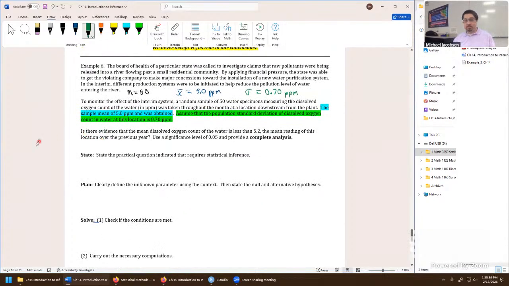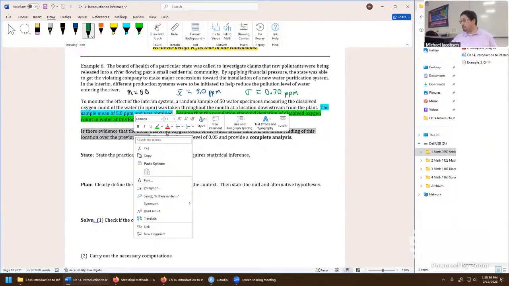Well, here's the entire research question. Is there evidence that the mean dissolved oxygen count in the water is less than 5.2? What's 5.2? It's the mean reading of this location over the previous year. That's the entire research question, so it's basically the alternative hypothesis written out verbally. So let's highlight this.